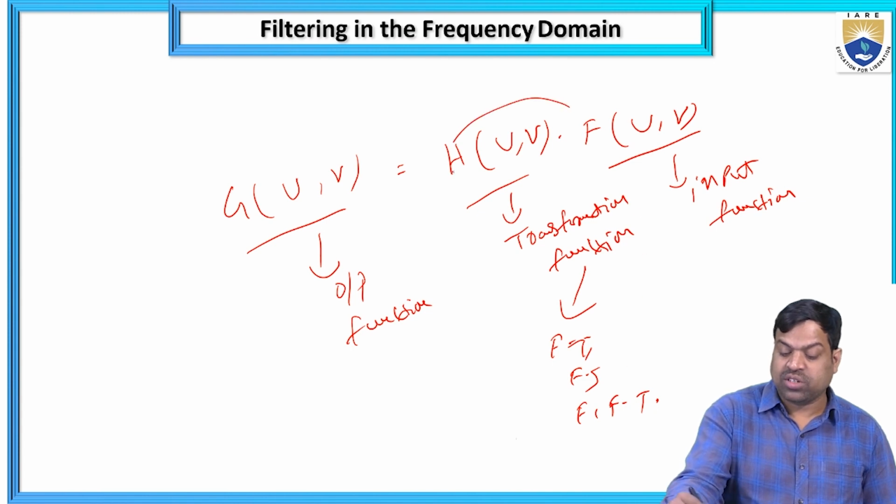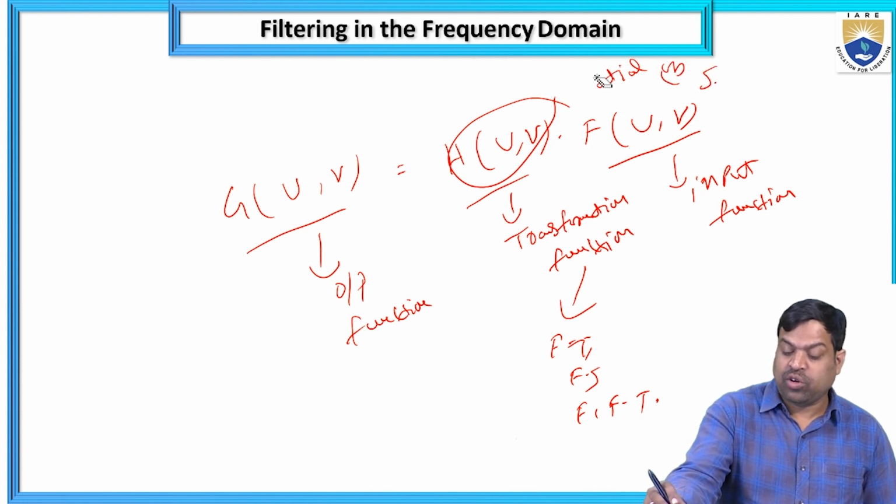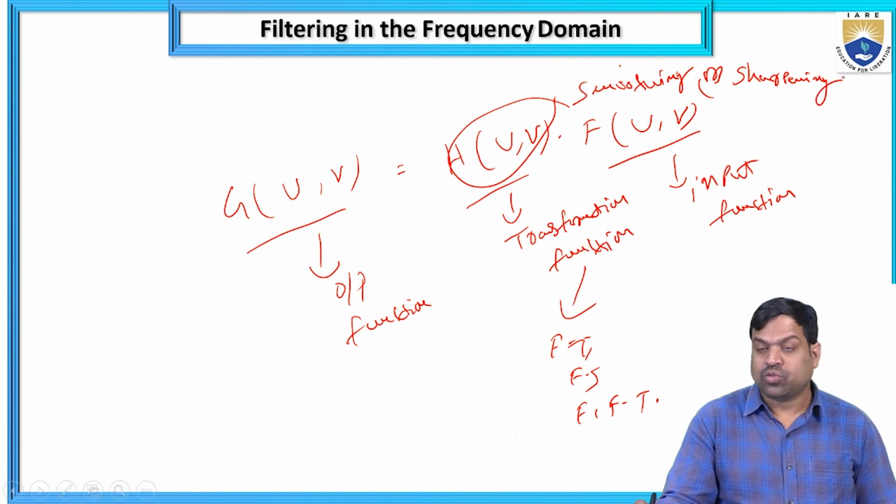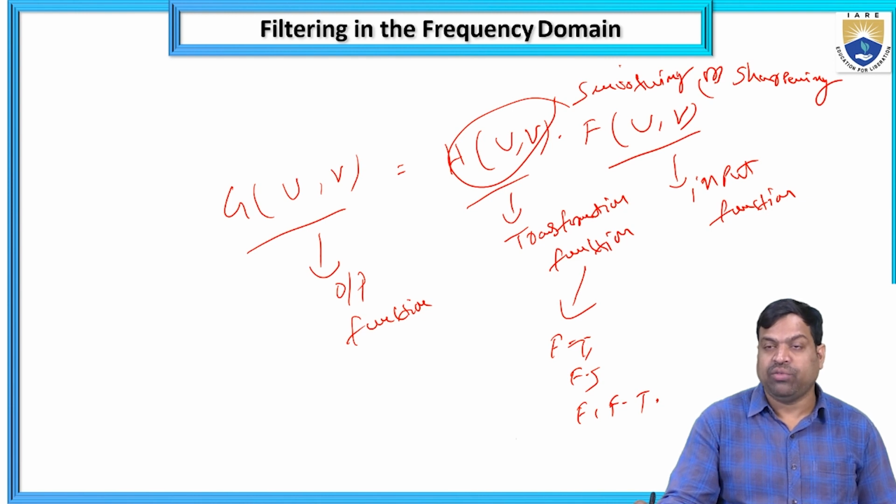If I am going for the filtering technique in the spatial domain, we go for smoothing and sharpening. So the smoothing filter or sharpening filter is used in the place of capital H of u comma v. It is also one type of transformation or filtering technique, used to remove noise or remove edges of the original image and convert it to the output image.